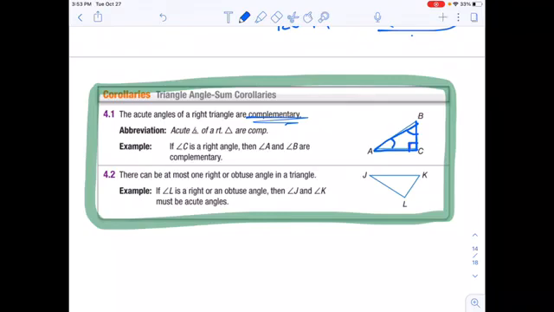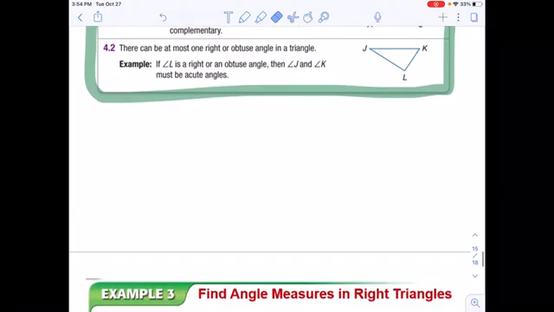And then 4.2, there can be at most one right or obtuse angle in a triangle. Say this guy was 100 degrees. If you had a 90 degree angle over here, that means we'd already be over the 180 degrees possible in a triangle. So you can only have one of those per triangle. If any at all. You could have 3 acute angles as well.